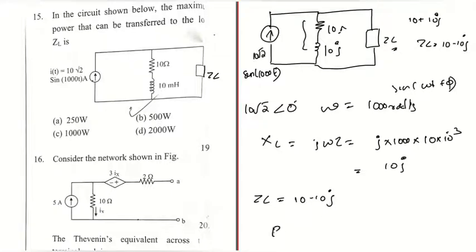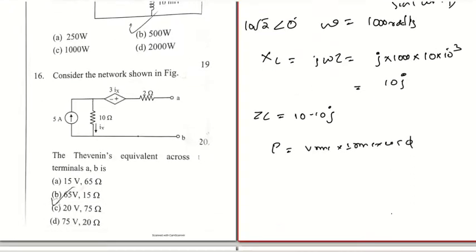So power is equal to Vrms into Irms into cos phi, where phi is the angle between the current element and the voltage element. Vrms is equal to Vm by root 2, that means maximum voltage by root 2, and Irms is Im divided by root 2, so power is 1 by 2 into Vm into Im cos phi, right? So this is the power that is transferred to the ZL.